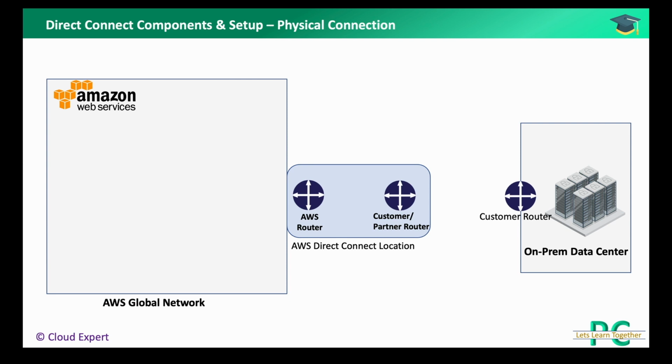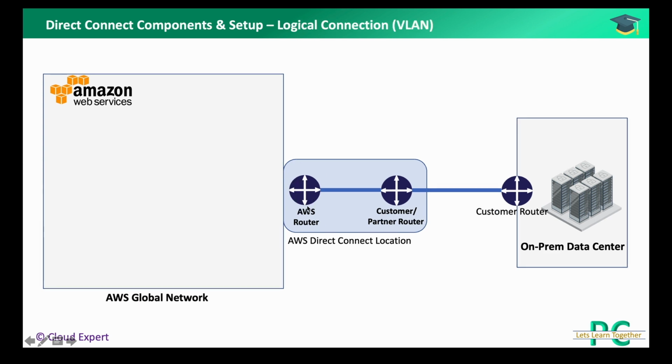So based on your geography, based on your data center location, either you will have your own router or a Direct Connect partner router. Now the next point is there will be a cross connect, or a physical connection, between the AWS router and the customer router, and then that connection will be extended to your data center. So you can understand there will be a physical cable connection between your customer router and the AWS router. So this was the physical connection part.